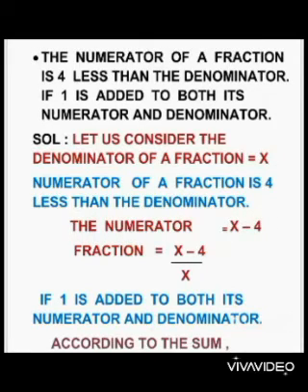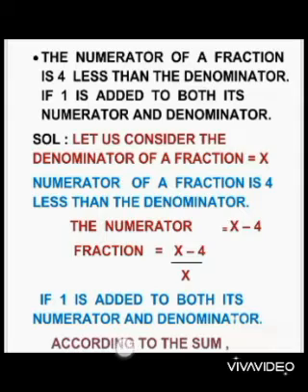So what will be the fraction here? x minus 4 by x, numerator by denominator. Numerator they have given x minus 4 and denominator they have given x. And one more condition they have given: if 1 is added to both numerator and denominator, it becomes 1 by 2.